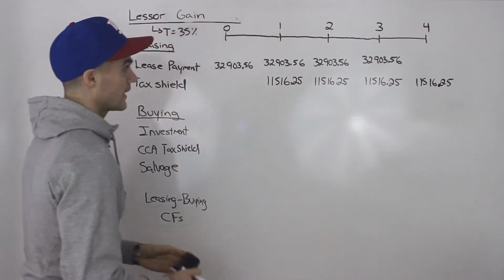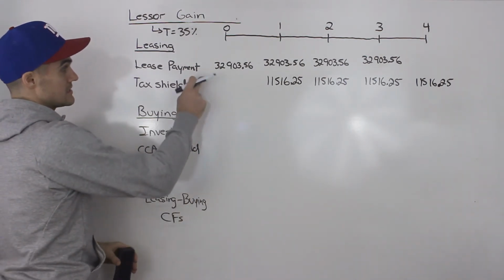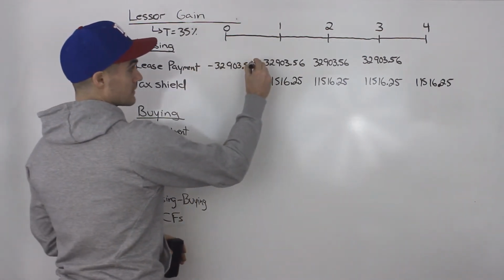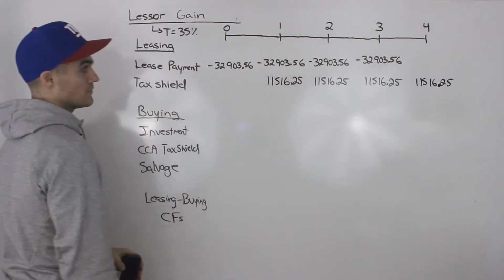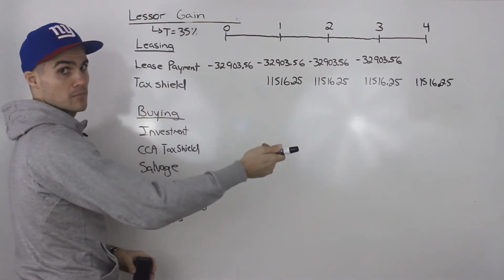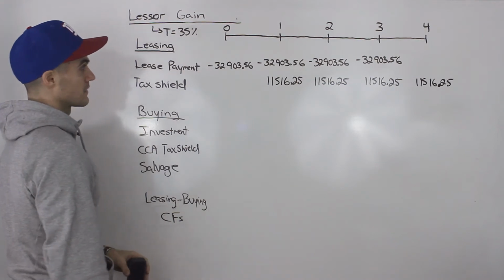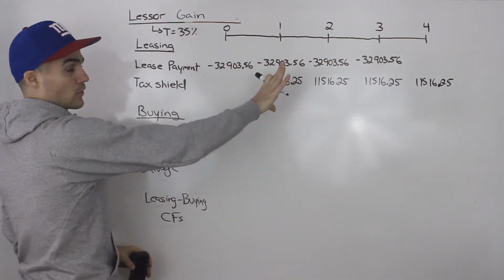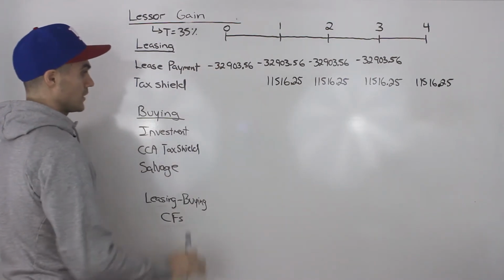Now, another thing I just noticed, hopefully you noticed this before me, is these lease payments should actually be negative cash flows. And I didn't mention that before. So those should be negative from the leasing point of view. You're spending money, and then the tax shields are positive. So that's it for the leasing portion of the timeline.